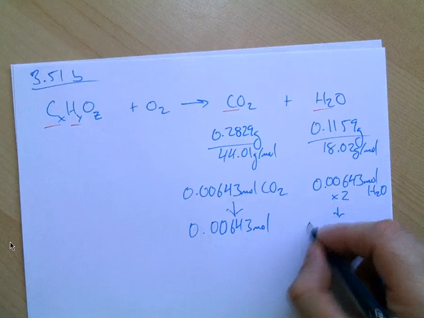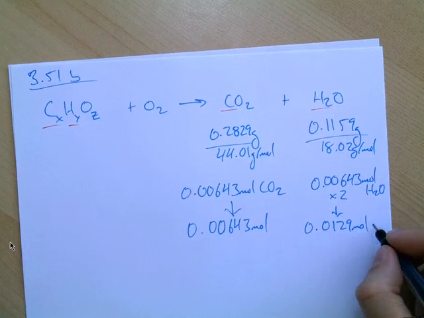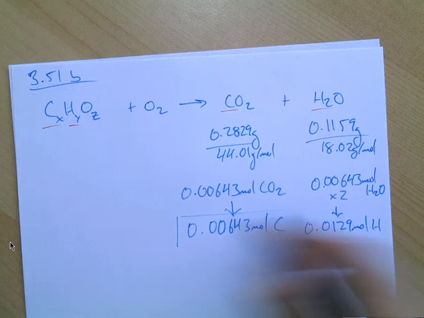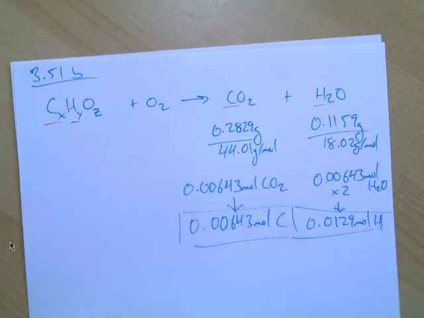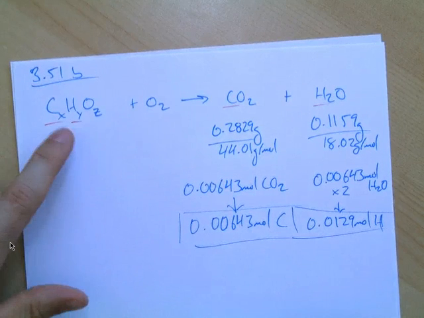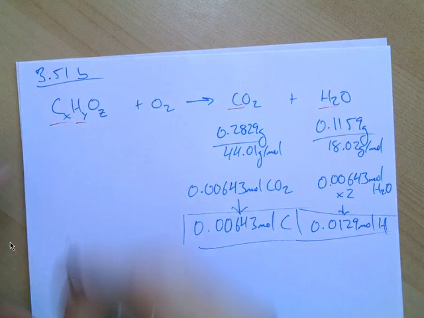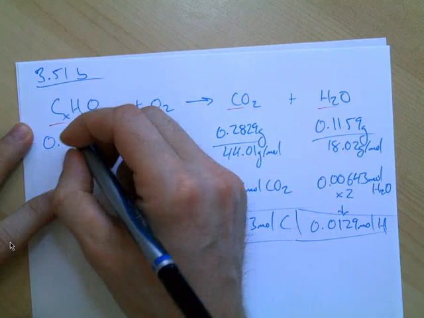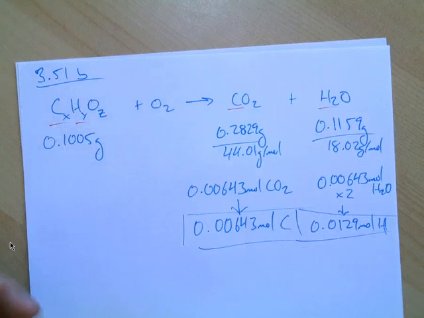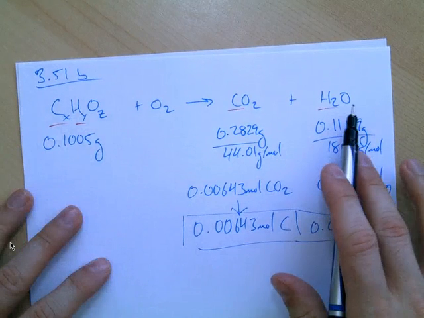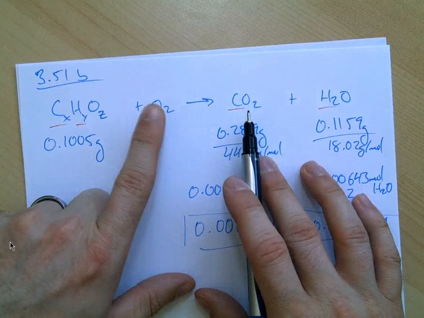When I multiply it by 2, I get 0.0129 moles. And this is going to be for hydrogen, and this is going to be for carbon. These are going to be important numbers that we're going to need later. All right, now we have to look at the whole question very carefully because they actually give us additional information. The additional information they give us this time is the original mass of menthol, which ends up being 0.1005 grams. Now what's interesting about this is that I have oxygen in the water molecule and I have oxygen in the carbon dioxide, and I don't know how much oxygen reacted in the beginning.